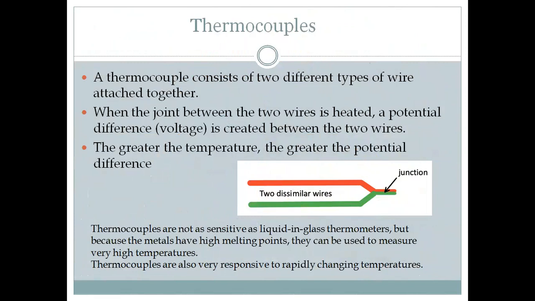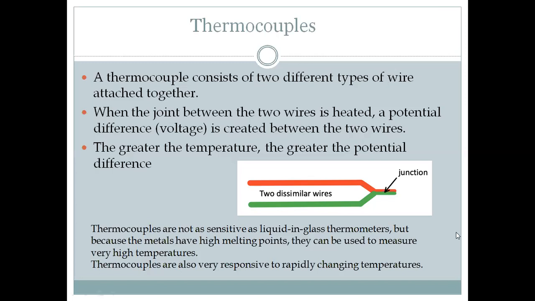Now, a thermocouple consists of two different types of wires attached to each other. When the joint between the two wires is heated, a potential difference or voltage is created between the two wires. The greater the temperature, the greater the potential difference. So the relationship between temperature and voltage is direct.